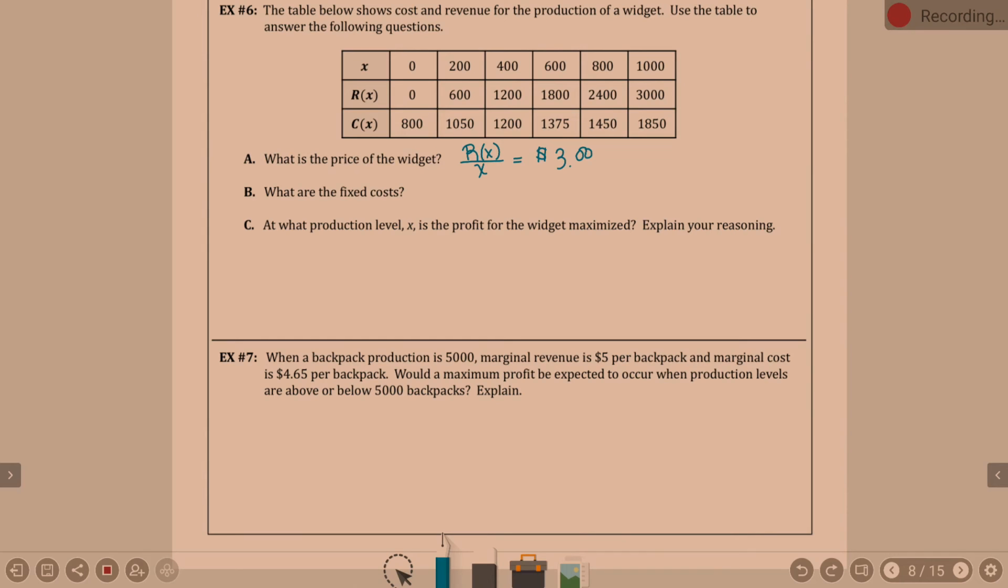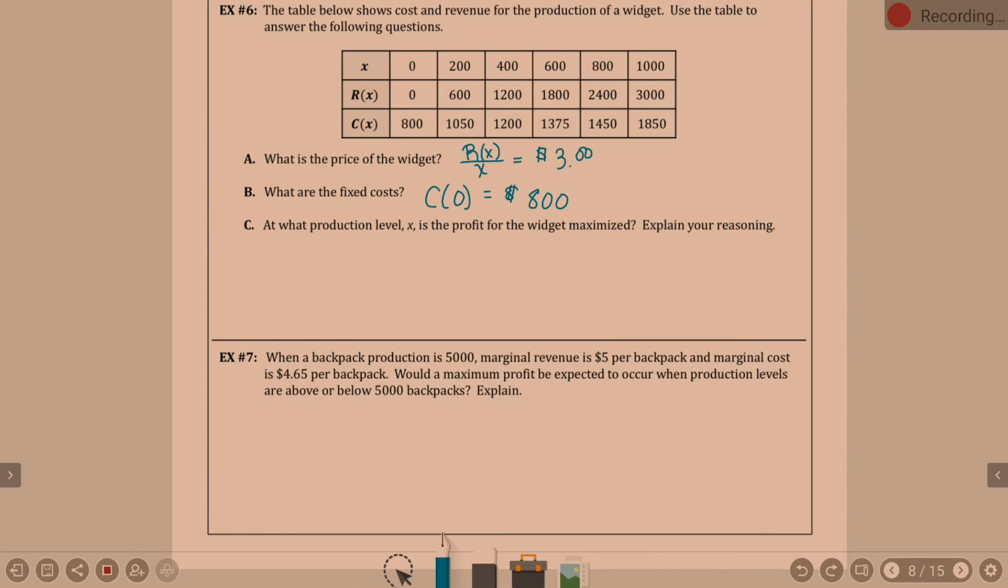Okay. What are the fixed costs? 800. Explain. Because even at 0, it still costs 800. Your fixed costs are those costs that exist no matter what. So to produce one widget, it's going to cost me $800. Why are they selling for $3 then? They're still going to make money, because they're selling for $3, and that $3 will get covered.